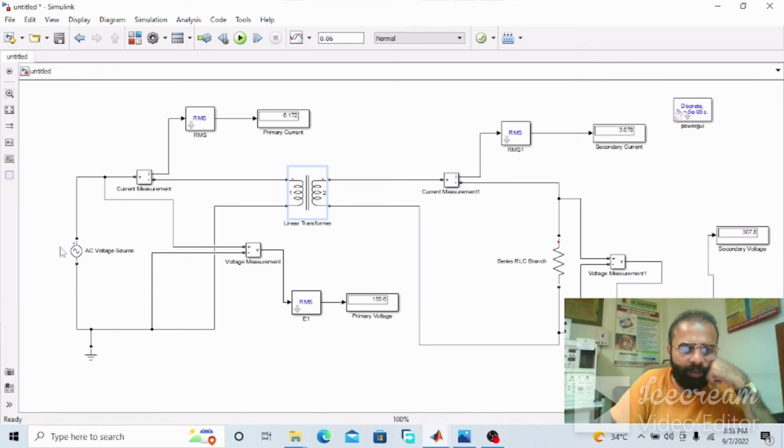Another property of the transformer is that it is non-linear in behavior. According to the transformation ratio, E2 divided by E1 is equal to N2 divided by N1, which is equal to I1 divided by I2. Here the primary winding is the LV winding, so the primary current is 6.172, and the secondary winding is the HV winding. You can see the voltage is greater on the secondary side in comparison to the primary voltage, so the current is less. When the voltage is greater, the current is less, and when the voltage is less, the current is greater. This is the non-linear property of the transformer.